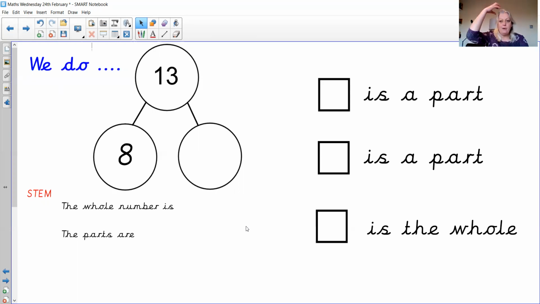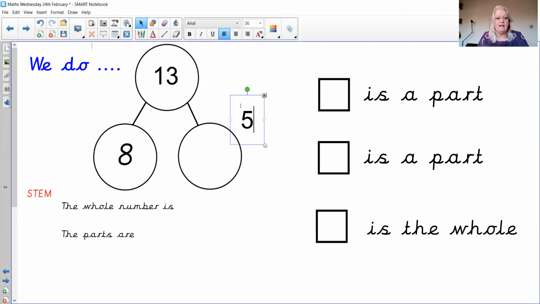That's right. So pick up and pop 8 in your head. And then we can count on using counters or fingers, whatever you've got to hand till we get to 13. So 8 in my head, 9, 10, 11, 12, 13. So my other part is 5. So I put 5 in here.